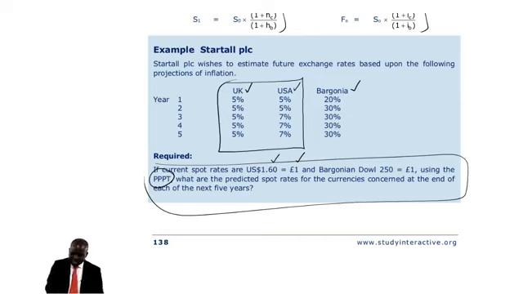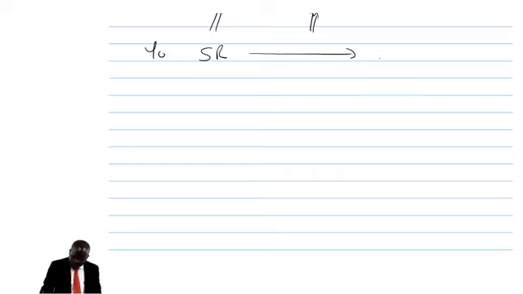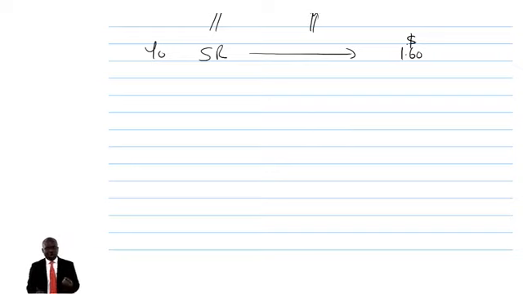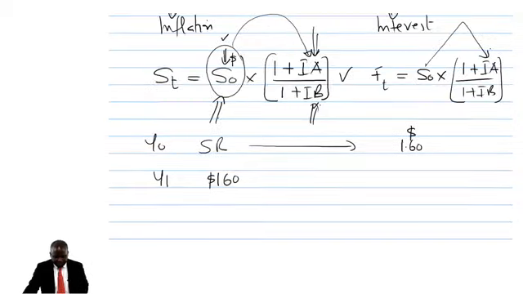Currently the spot rate is given to me at $1.60 to 1 pound. So my spot, which is year 0, is given as $1.60 to 1 pound. The dollar is the variable currency. So when I come to year 1, my year 1 rate will be $1.60, and I am filling in this formula.